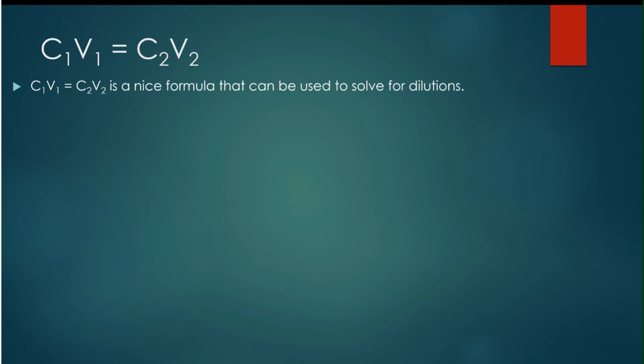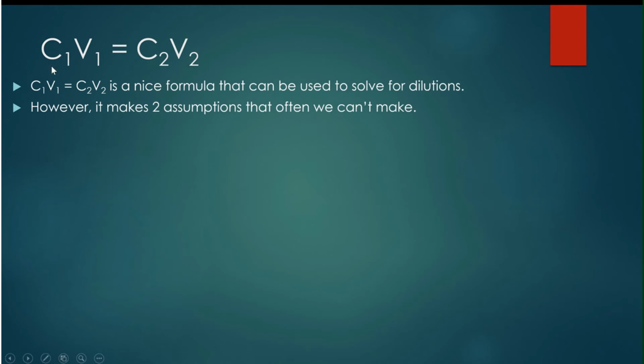You will see this formula, and I can't stop you from using it. C1V1 is equal to C2V2. The C stands for concentration. The first concentration times your first volume is equal to your second concentration times your second volume. However, it won't always work, and this is why I show you the dimensional analysis, which does always work.